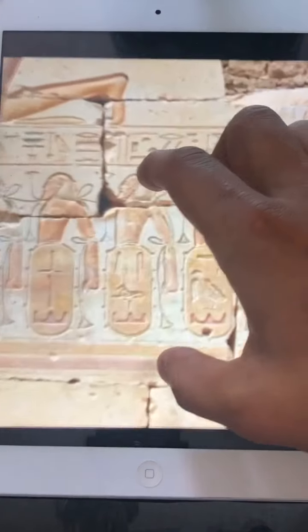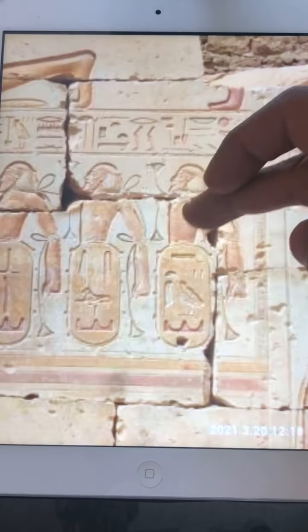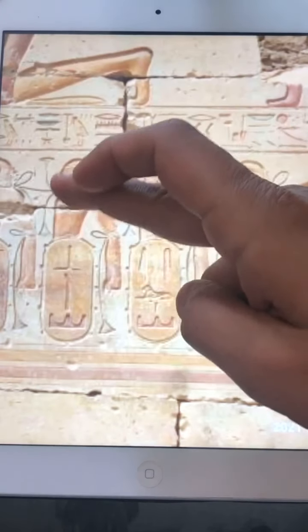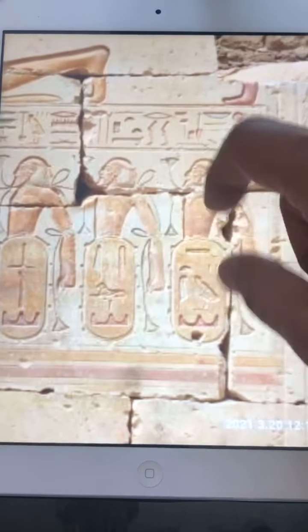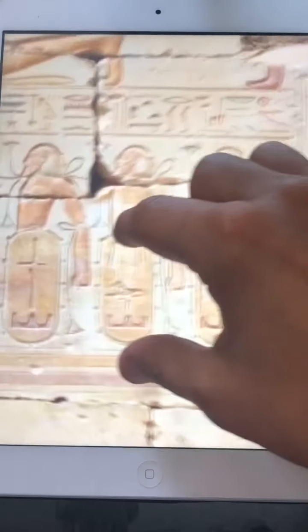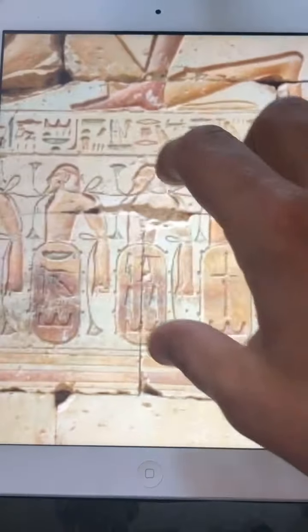This image here is from Abu Simbel. This is also just an example, showing you a captive that's bound and showing you where his region is, based on the flower or the plant and the name of the conquered. You can see their names over here. This is at Abu Simbel.